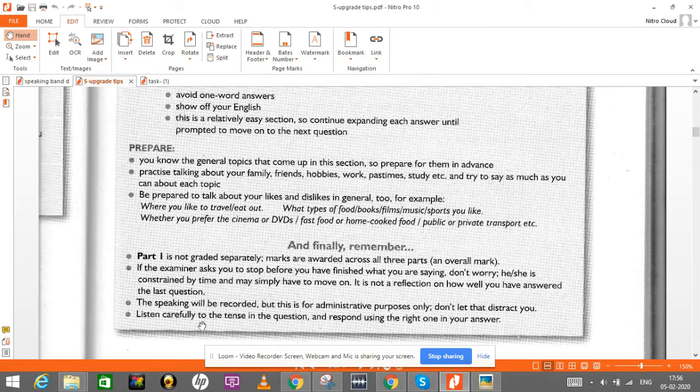And yes, listen carefully to the tense in the question. So mostly the answers can be based on past tense or present tense. It depends. So more or less, you got to be focused. Logically, what it means is that you have to be careful of what is being asked to you.